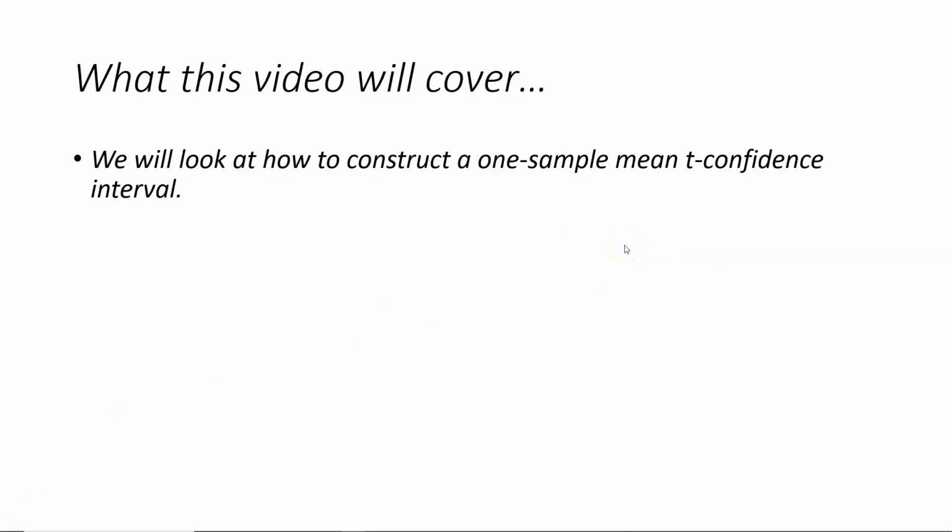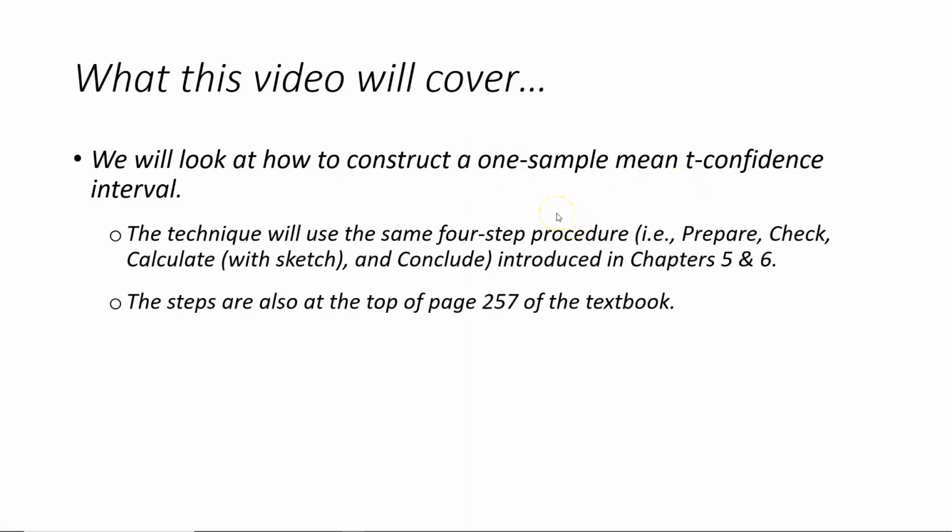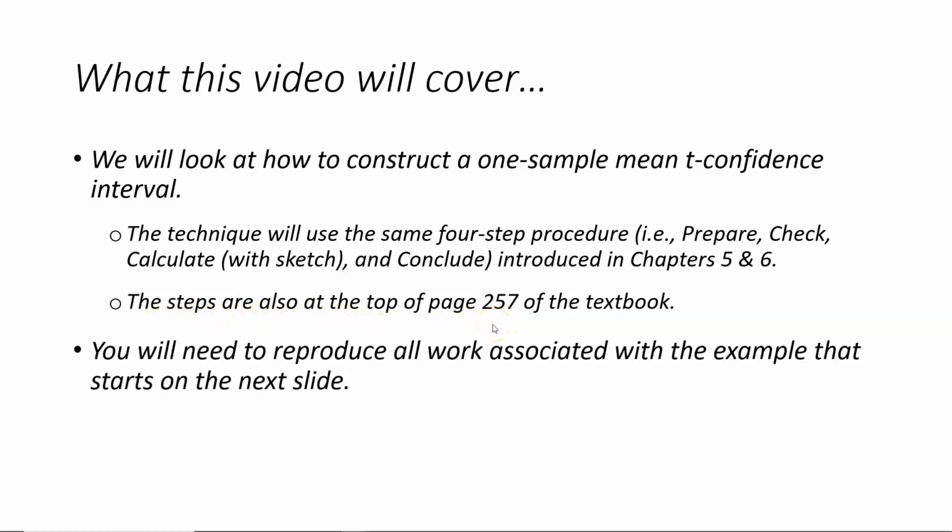So in this presentation, we will look at how to construct a one-sample mean t-confidence interval. The technique will use the same four-step procedure we've been using since Chapter 5, that is, prepare, check, calculate with a sketch, and conclude. These steps are also at the top of page 257 of the textbook. You will need to reproduce all work associated with the example that starts on the next slide.